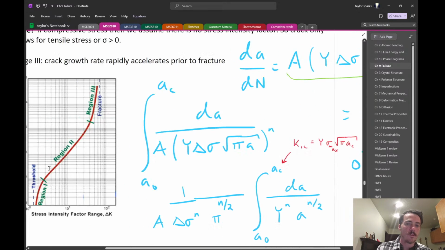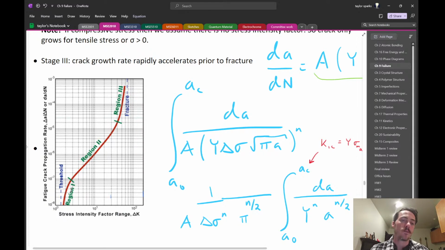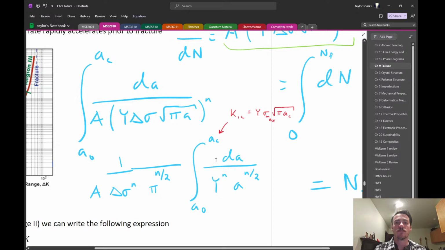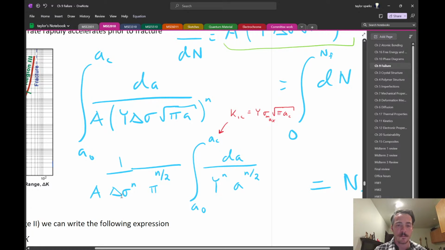That sort of assumes that 0 cycles starts at region 1. We're not accounting for any cycles that occurred during region 1 crack growth. If you take a more advanced fracture class, you'll learn how to model regions 1 and 3. In this class, we only model region 2. But it's still pretty useful because that turns out to be a big portion of the time over which crack growth occurs. And integrating these, while it looks bad, is actually not that bad because most of the stuff comes out of the integral. Technically, all of this, delta sigma to the n, pi to the n over 2, for sure comes out, leaving you with just a to the n over 2 and Y to the n.